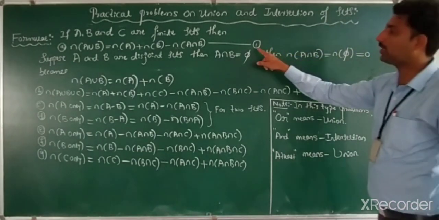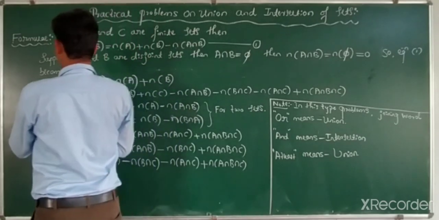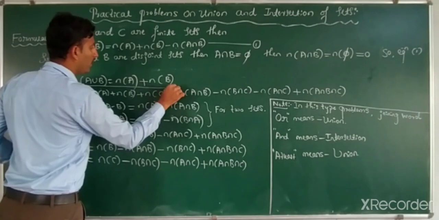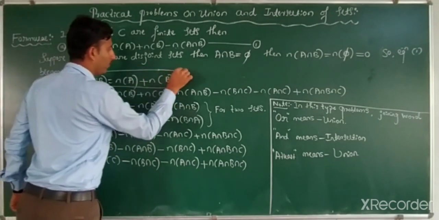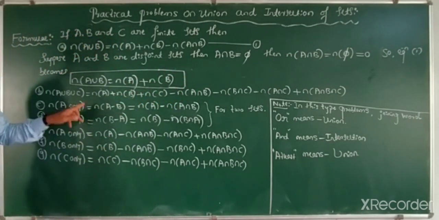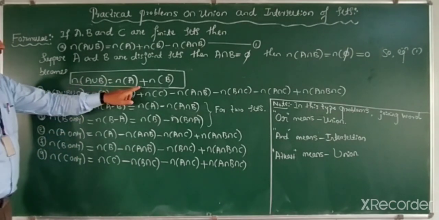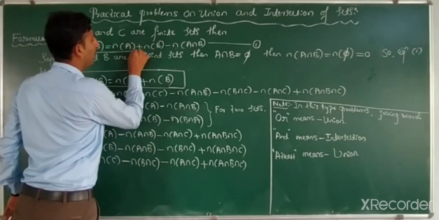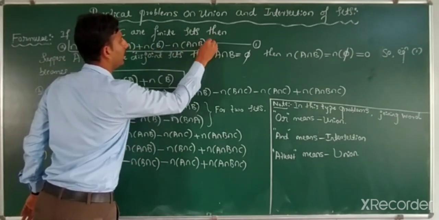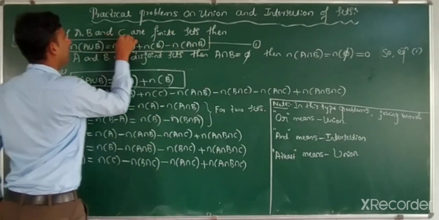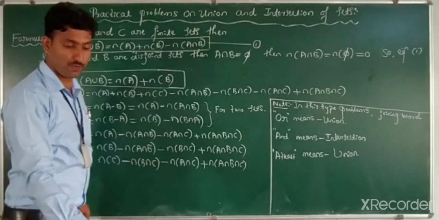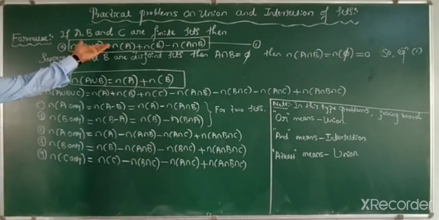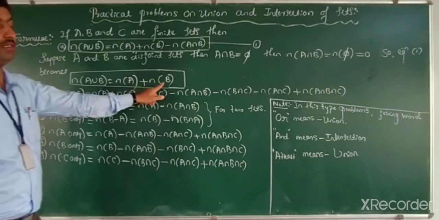So, equation 1, what happens? Equation 1 reduces to n of A union B equals n of A plus n of B. Before, what did we have? We had this formula, equation 1, correct? After that, we took A and B to be disjoint sets, so their intersection is empty. Then the above equation 1 becomes n of A union B is equal to n of A plus n of B.